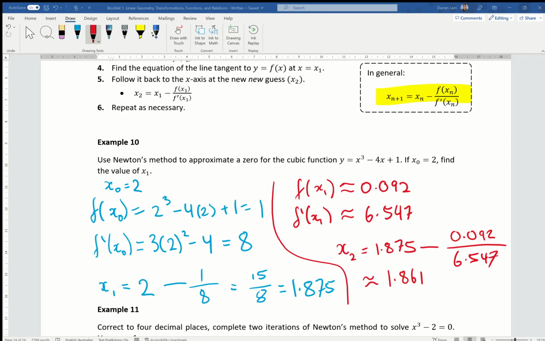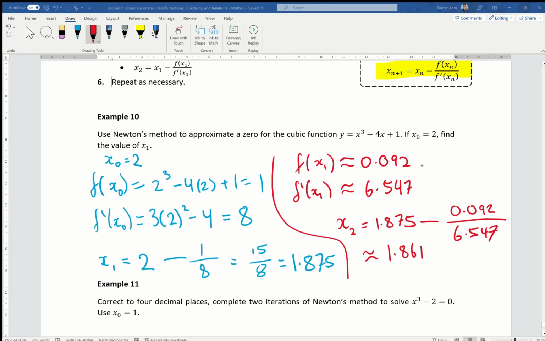Any questions about Newton's method? Okay, make sure you copy that down. In this case, it only says value of x1. In the next question, you can see, complete 2 iterations. So it means to get to x2. That's it. Okay, all good. When you're ready, let's get started on exercise 2.6 questions on Newton's method. And we'll go from there.